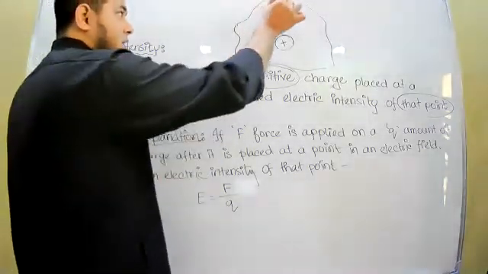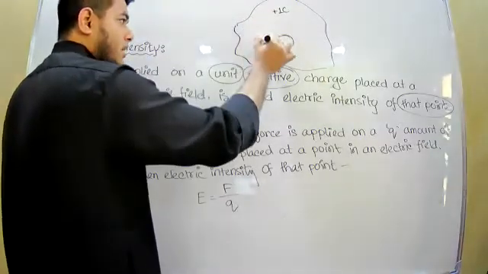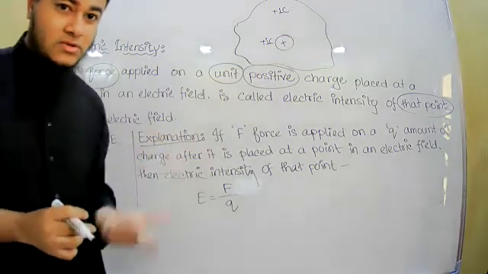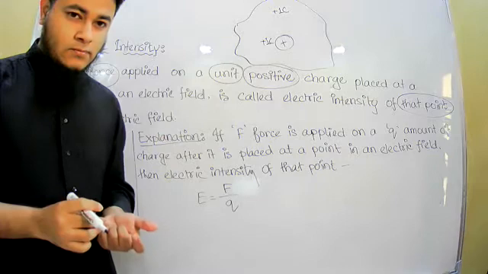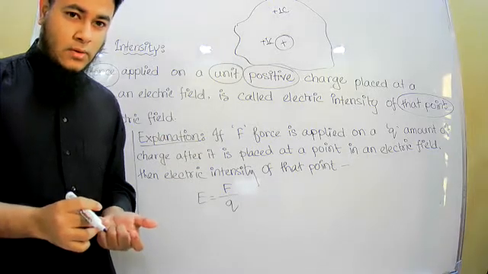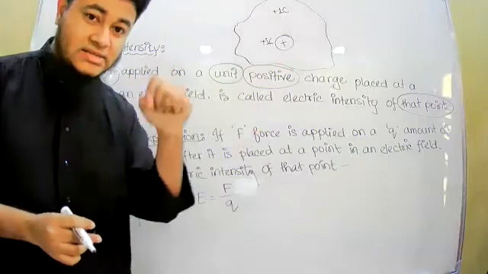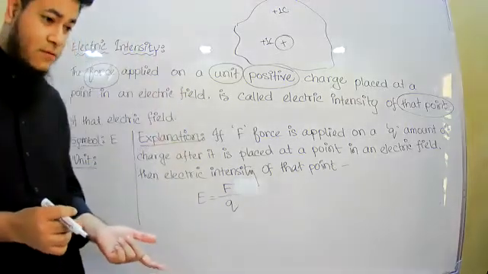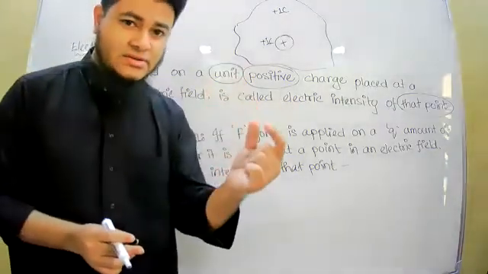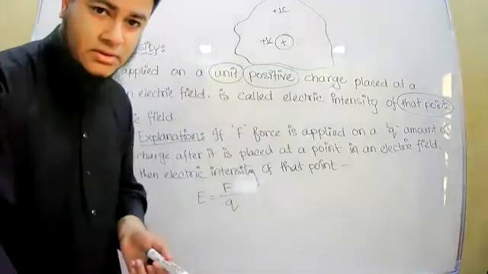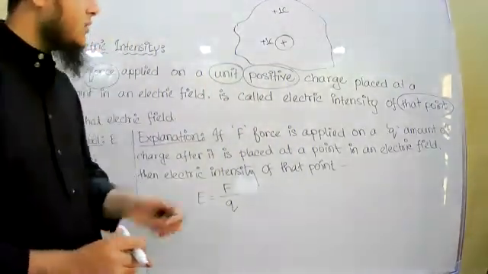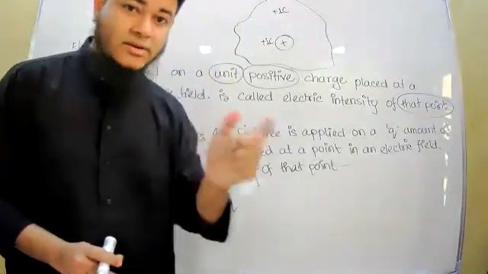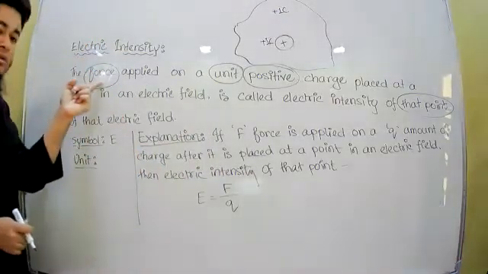Now let us say I have brought this one closer. I have placed the plus 1 coulomb charge nearer. So what do you think? The force will increase or decrease? As I have brought it closer, the distance is decreased, so the force will increase. From Coulomb's law, we know that as the distance decreases, the force increases, right? So that is why it is important. You can see that as the force is different at different points, the electric intensity will also be different, because the electric intensity is nothing but the force.